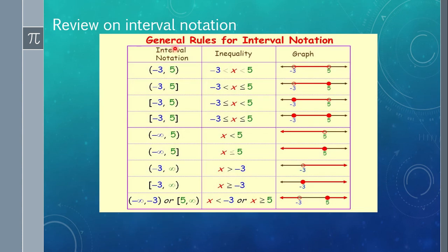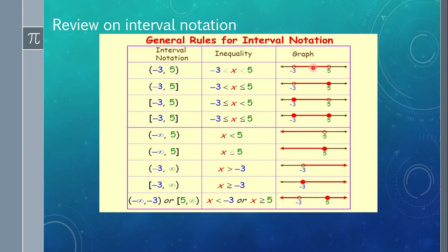You have here the general rules for interval notation. Given interval notations, and then how it is represented into an inequality, and then how do we graph it in a number line. Okay, the open parenthesis -3, 5, close parenthesis. In an inequality it is just equal to x greater than -3 less than 5. And in presenting that one, it should look like this.